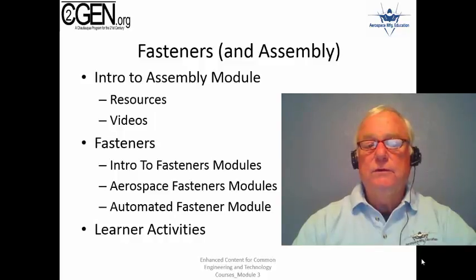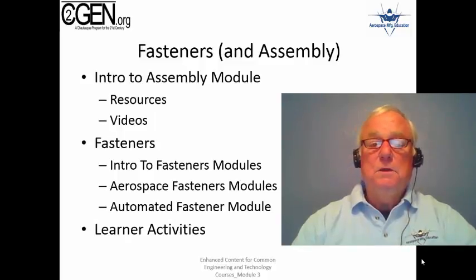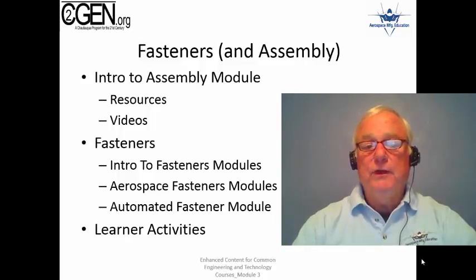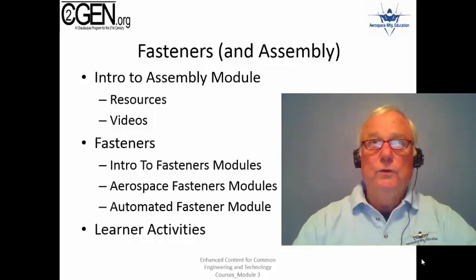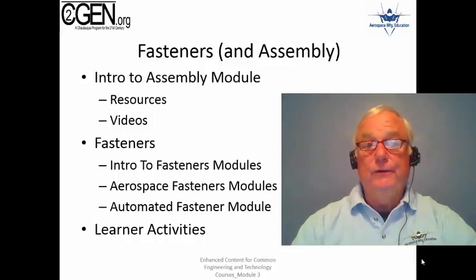Next, we're going to cover the 2 aerospace fasteners modules. And these have specific content primarily around screws and bolts and rivets that apply to aerospace. And we're going to talk about some of the specifications for aerospace fasteners. We're going to look at how you tell what a fastener is, what material it's made from, what strength, and so on and so forth.